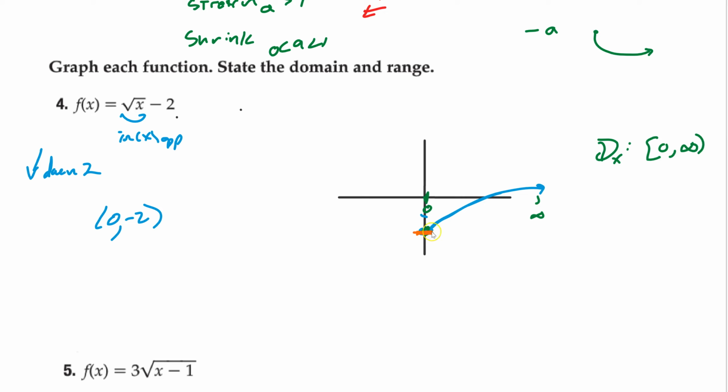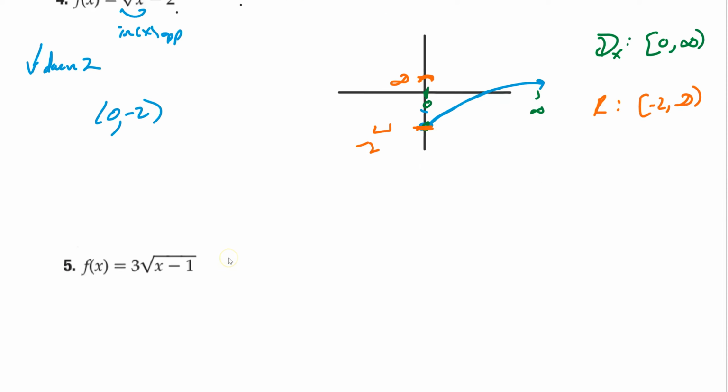Range, lowest to highest. My lowest is right here at -2. My highest is arrow, which is always infinity. So my range, -2 to infinity. Again, you can also do it by looking at this. Anyway, next one.